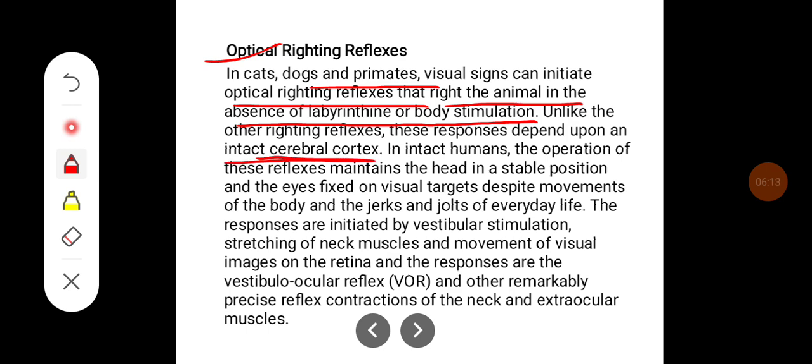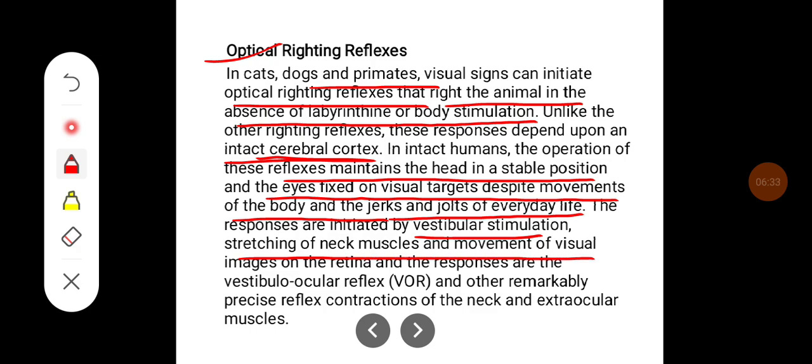In intact humans, the operation of these reflexes maintains the head in a stable position and the eyes fixed on visual targets despite movements of the body and the jerk and jolt of everyday life. The responses are initiated by vestibular stimulation, stretching of the neck muscles, and movement of visual images on the retina. And the responses are the vestibulo-ocular reflex and other remarkably precise reflex contractions of the neck and extraocular muscles.